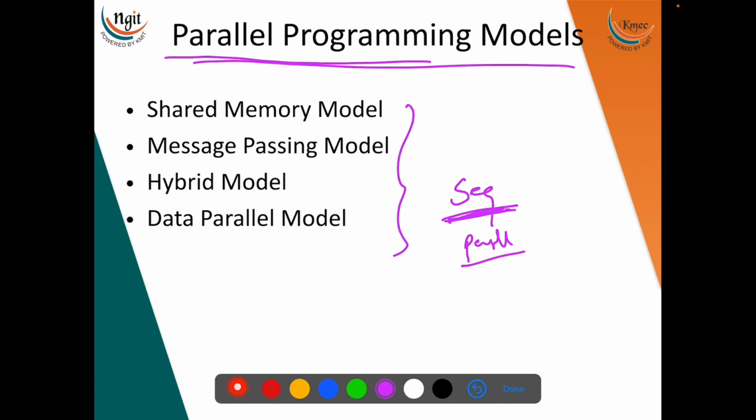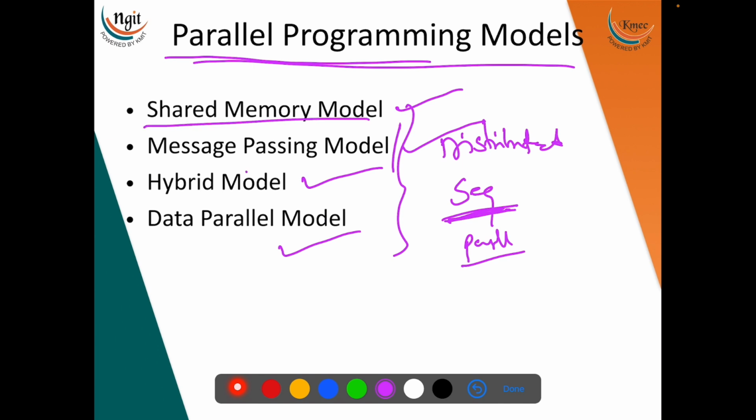There are 4 different kinds of models: shared memory model, message passing model, which is also called distributed memory model, the third is hybrid model, and the fourth is data parallel model. Now let's talk about each. The first one is shared memory model. In this model, multiple processors share a common memory space, that is, global memory space or common memory space. Let's suppose that the work is divided among 3 different processors. Processors can communicate by reading from and writing to the shared memory. So common memory will get shared among all these different processors.